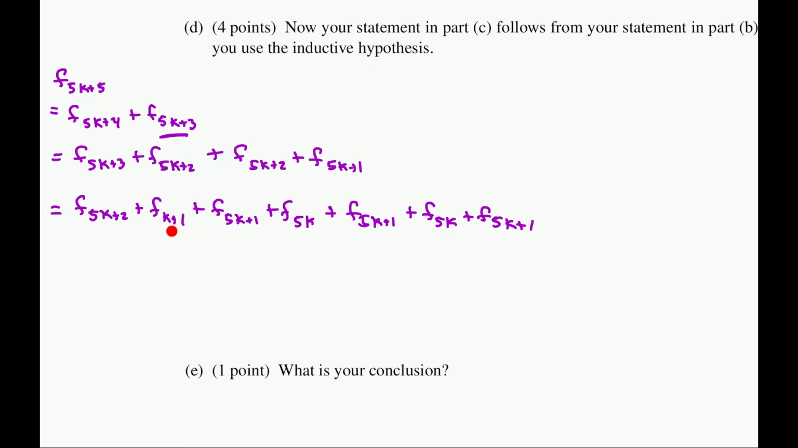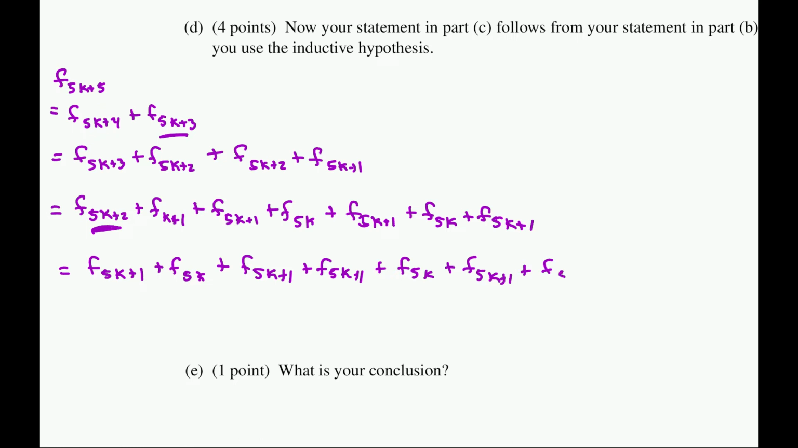Is this supposed to be 5k plus 1? Yeah, it is actually. It's supposed to be a plus 1 there. So we're getting there. The only one we have left to do is this one. So let us do it. It will be f(5k+2), so it'll be f(5k+1) plus f(5k) plus f(5k+1) plus f(5k+1) plus f(5k) plus f(5k+1). I should have copy pasted. Okay, hopefully I counted those right.